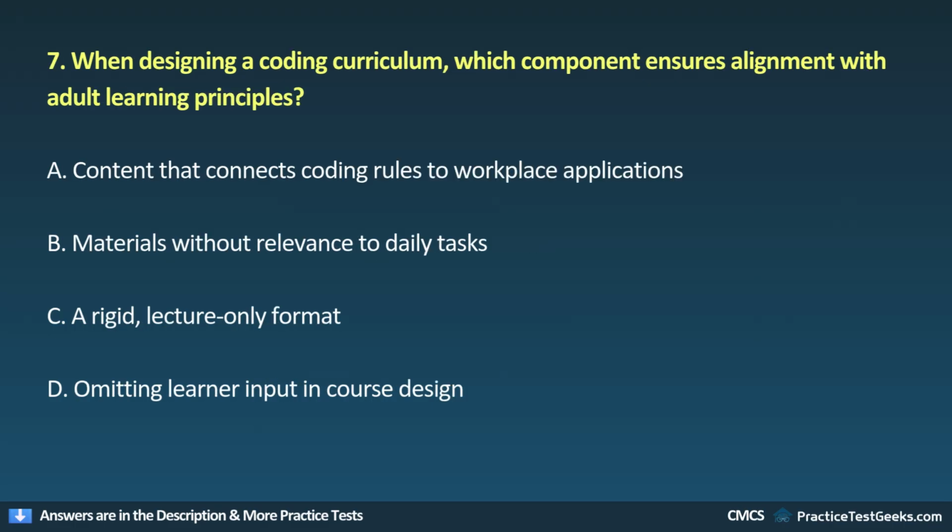7. When designing a coding curriculum, which component ensures alignment with adult learning principles? A. Content that connects coding rules to workplace applications. B. Materials without relevance to daily tasks. C. A rigid, lecture-only format. D. Omitting learner input in course design.